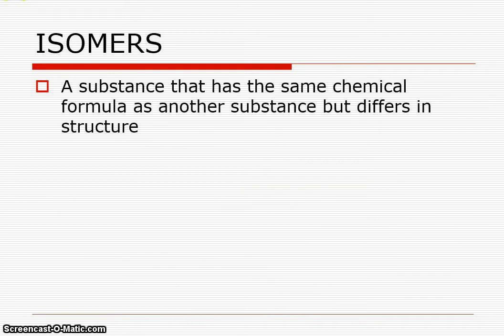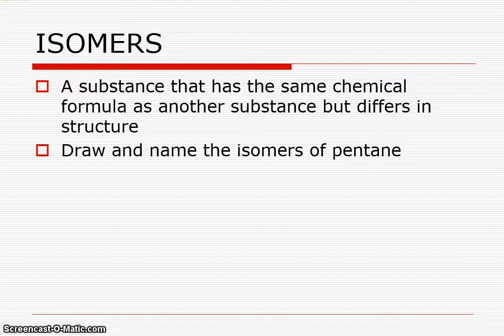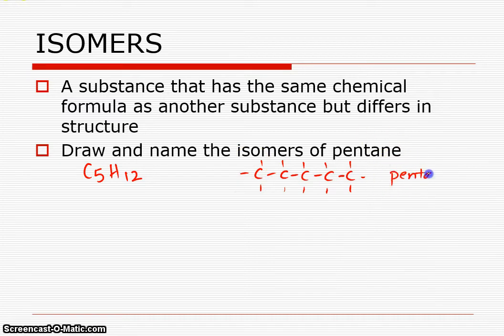Isomers: a substance that has the same chemical formula as another substance but differs in structure. So it says draw and name the isomers of pentane. So pentane is C5H12. So I can draw anything that's C5H12 as long as it's different. Well, there's always the main chain, so just regular pentane. And then I can move these carbons around. So an isomer means that I still have 5 carbons, but I can put them any way I want.